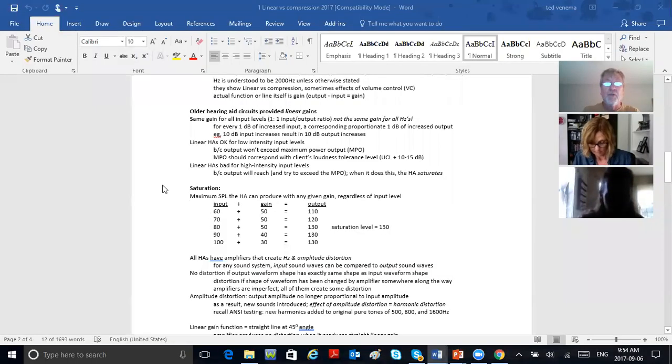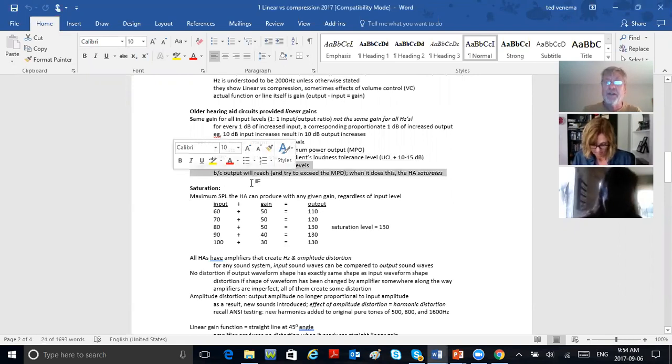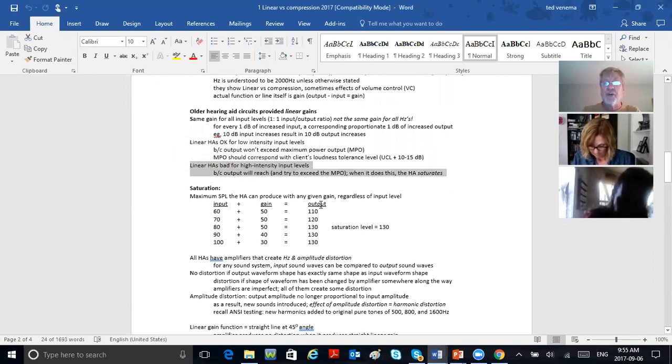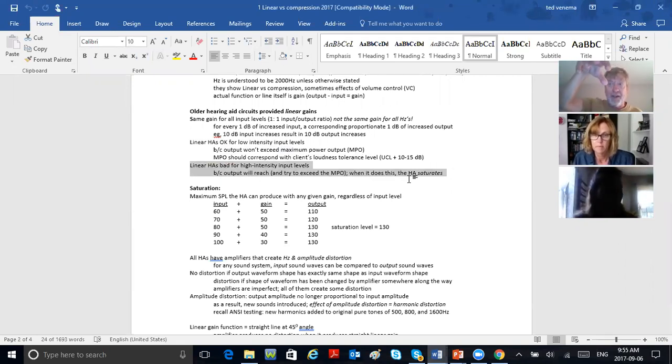Now let's go and look at linear hearing aids, what they did and why they sucked. Linear hearing aids are bad for high intensity inputs because the output will reach and try to exceed the maximum output. And when it does this, the hearing aid saturates. I put that word in italics, like a sponge. You know how you can put a sponge in water and the sponge will only absorb so much water? It can't absorb any more water. When you take it out of the pail, it's dripping, okay? That means the sponge has saturated.